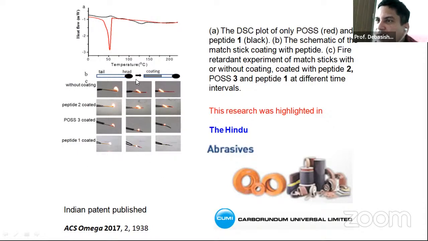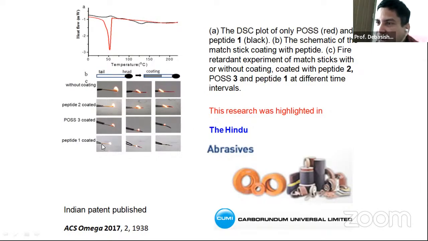When the matchstick is not coated, the entire matchstick just burned. We coated a matchstick with our naked peptide. So it is not the hybrid, it is only the diphenylalanine. Again, the matchstick completely burned. Then we coated the matchstick with the POS, the polyoxosilicon material only. What we have seen now, the fire has caught, but again the matchstick completely burned. So it did not stop the fire. We reduce the flame but do not stop the fire.